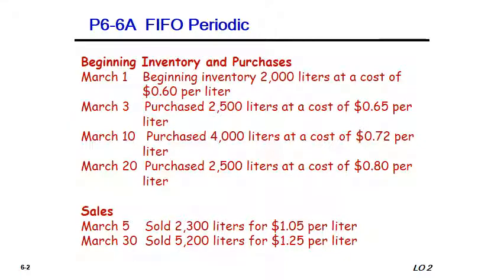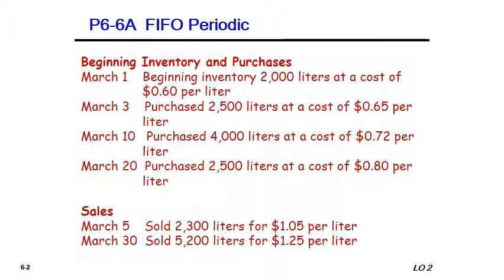Okay, so here's the information for the FIFO. It just says periodic because the way we're doing this is assuming it's a periodic inventory method. I wouldn't stress over that. This is just doing the calculations for cost of goods sold and ending inventory. So here's the information we're using.